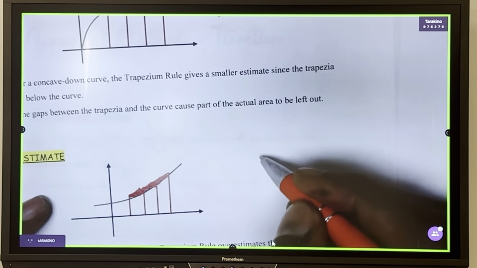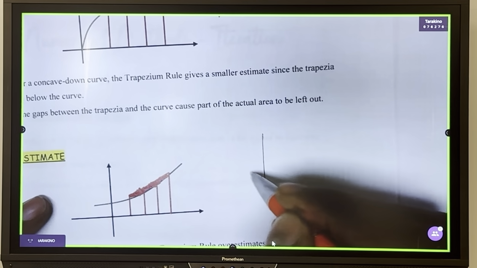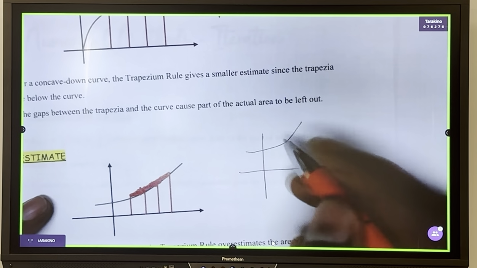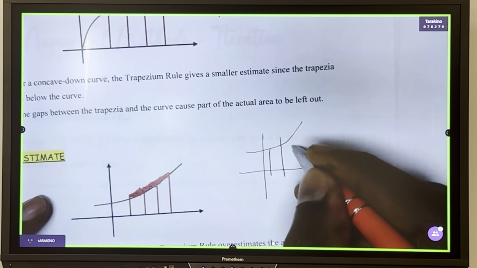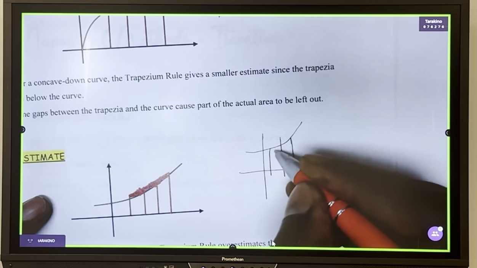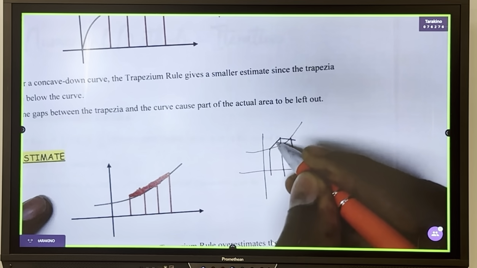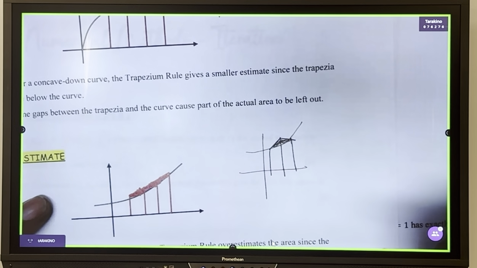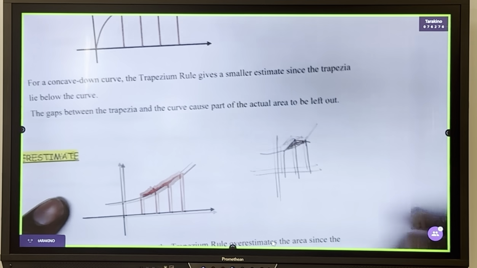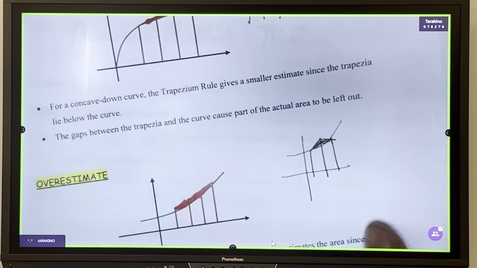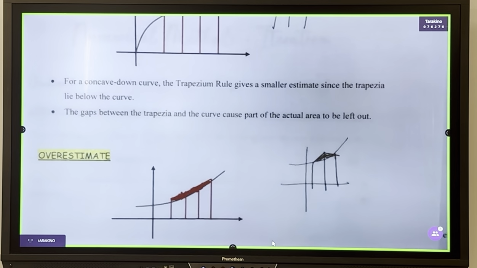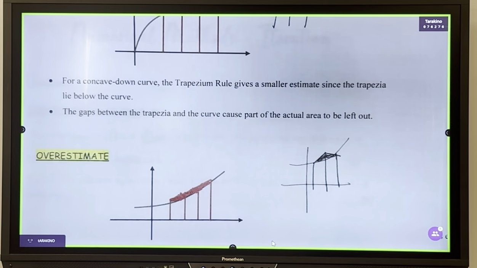Then also, if we have a concave up situation like this here, remember maybe your first ordinate is here, another one is there, another one is here. So when trying to connect, remember these are straight lines, but there is an overlap because we don't need this information. Hence, you're going to get an overestimate. So you need to understand when we get an overestimate and when we get an underestimate.